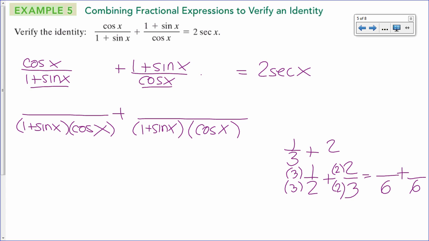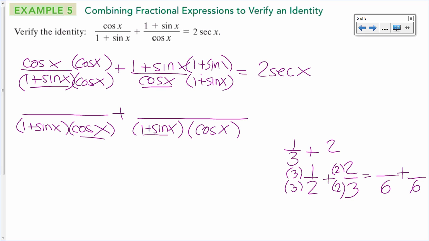So the first fraction, we're going to have to multiply by what, guys? Cosine x. And the second fraction, we're going to multiply by what? By 1 plus sine x. And we have to do both, top and bottom. Okay, so now first fraction, we multiply cosine x times cosine x, so that will be cosine square x. Second fraction, we need to keep in mind parentheses there.